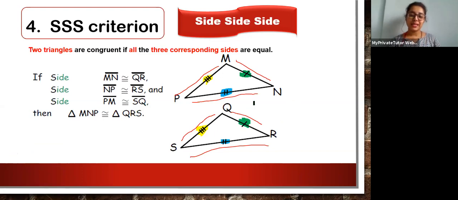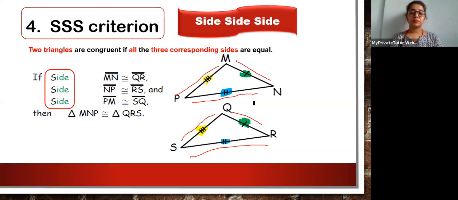So by the side test, they are congruent. MN is congruent to QR, NP is congruent to RS, PM is congruent to SQ, so triangle MNP is congruent to triangle QRS. This is the simplest of all criterions. It just simply tells you that if all the sides of both triangles are congruent, then the triangles are congruent. That's it, and you'll be done. Very easy. This is the side test.